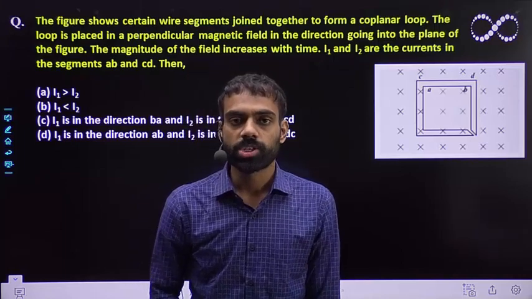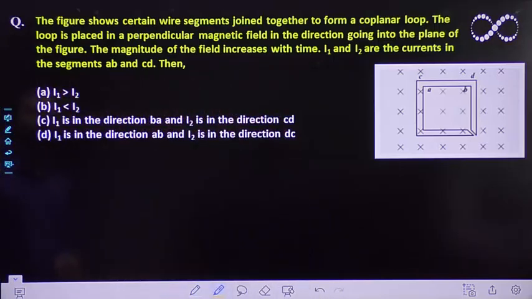Hello students, let's look at a question. A figure shows certain wire segments joined together to form a coplanar loop. The loop is placed in a perpendicular magnetic field, directed into the plane of the figure. The magnitude of the field increases with time. I1 and I2 are the currents in the segments AB and CD.